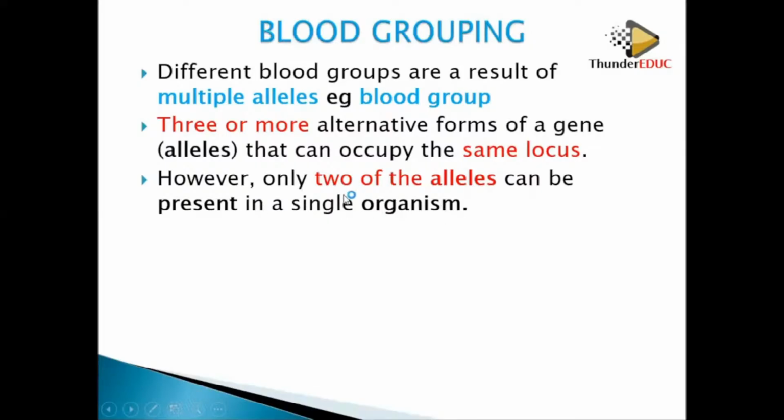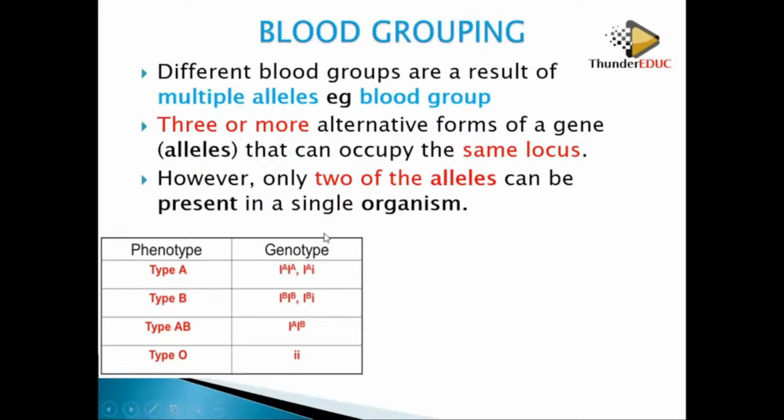Why should it be two? It's because you have two parents. You have the father and you have the mother. So one allele must come from the father and one allele must come from the mother. One of the alleles each parent has will come from each parent, and then they combine to form your alleles. So that's the meaning of saying that two of the alleles must be present in a single organism.